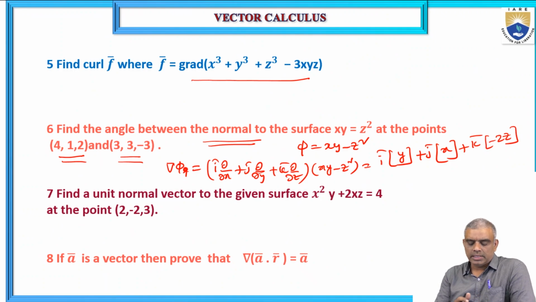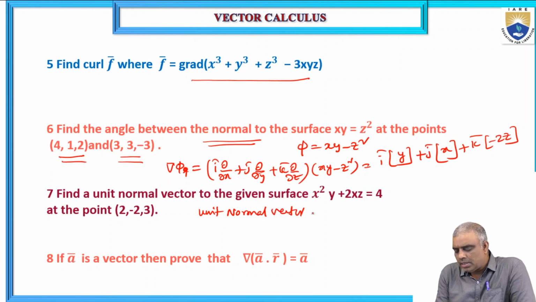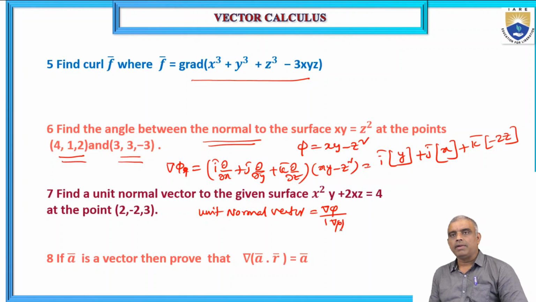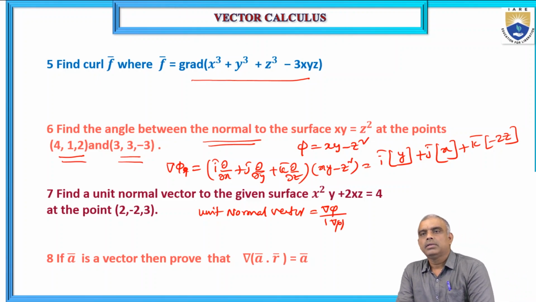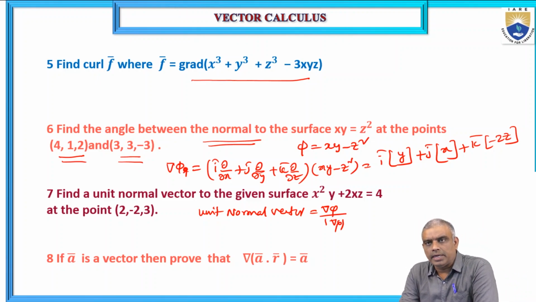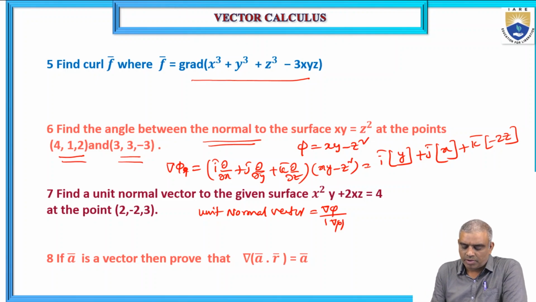Next, I'm coming to the seventh problem. Find a unit normal vector to the given surface at this point. What is a unit normal vector? A unit normal vector is grad phi by magnitude of grad phi. Grad phi is the normal vector. The unit normal vector is obtained by grad phi by magnitude of grad phi.